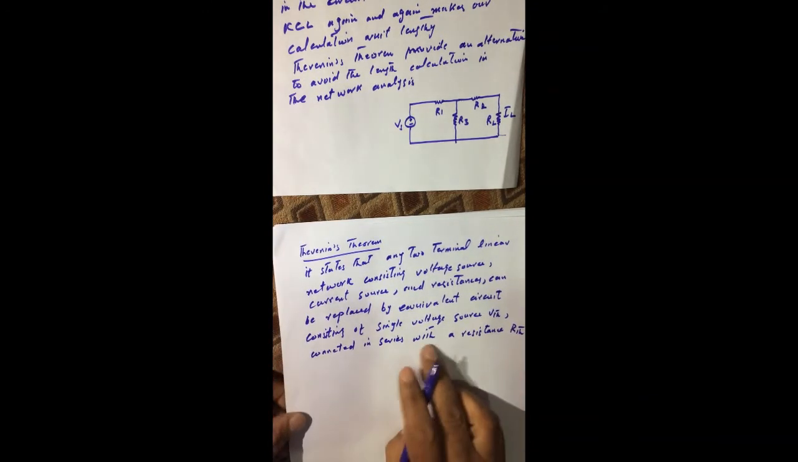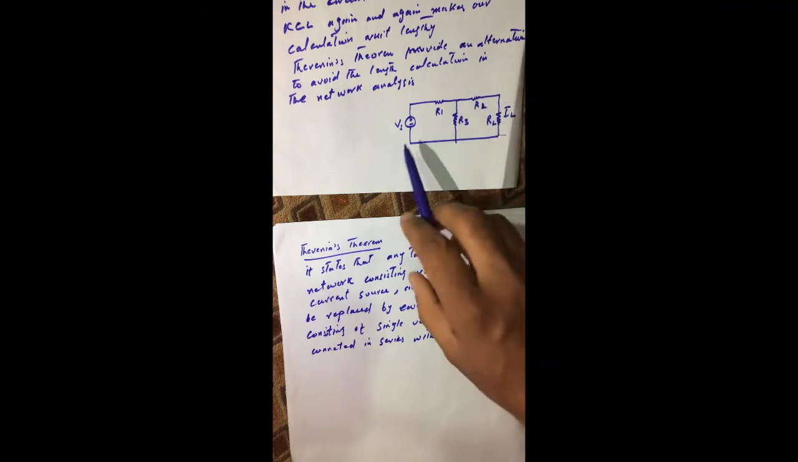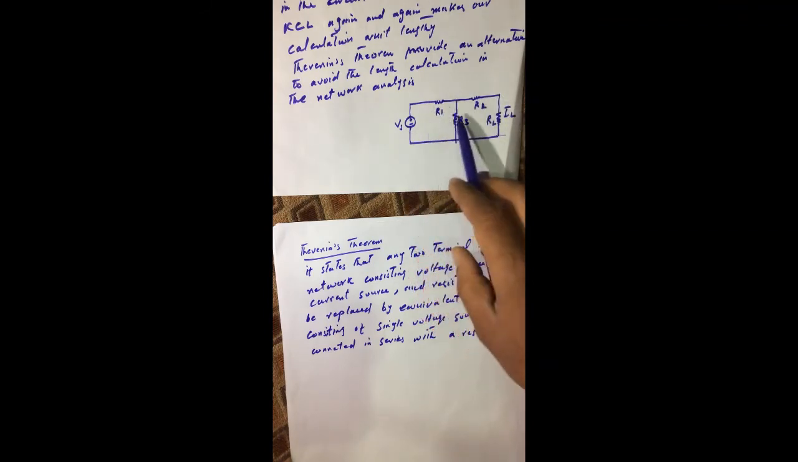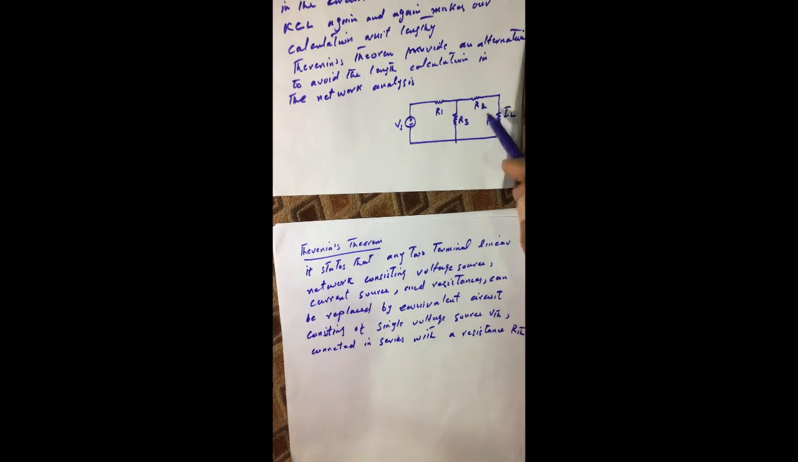Now if we have a network, suppose this is a network which consists of a voltage source, might be there is a current source also. It consists of resistances like R1, R2 and R3. So this whole circuit can be replaced by an equivalent circuit which contains only two components. One is this voltage source and the other one is resistance RTH. What is VTH?